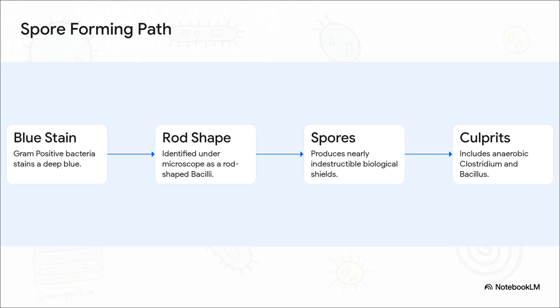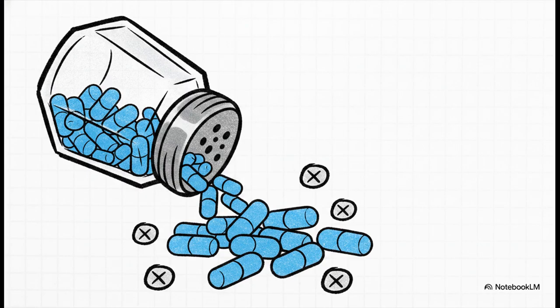Spore-forming rods. This includes Bacillus and the anaerobic Clostridium, which is famous for causing tetanus and botulism. See how we just logically followed those biological clues right down the line? But what if those blue rods don't form spores?